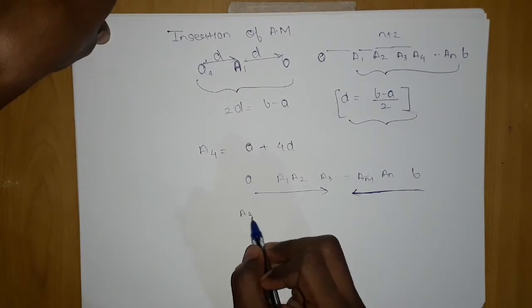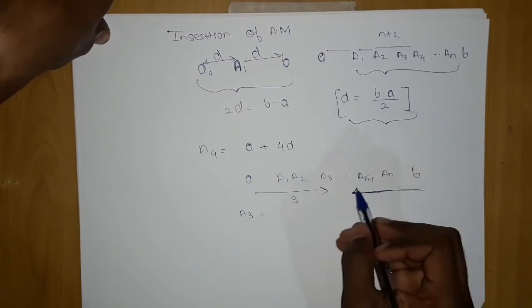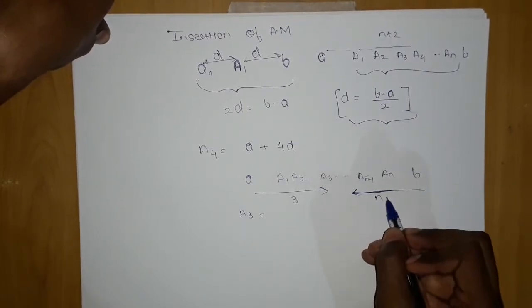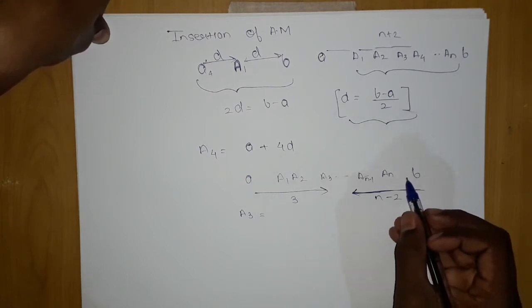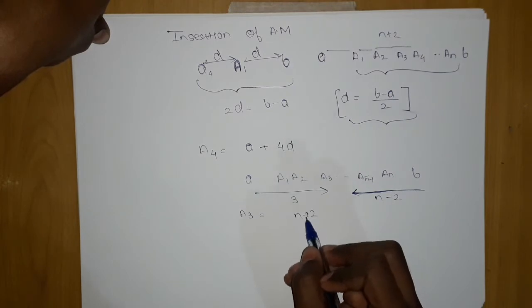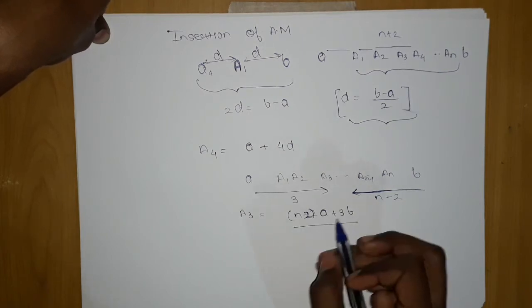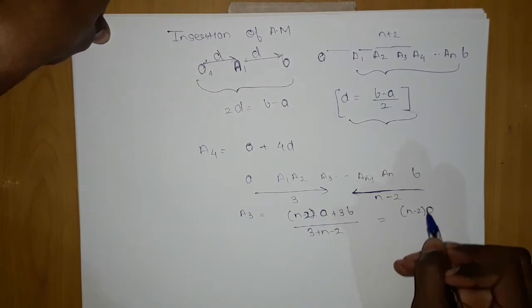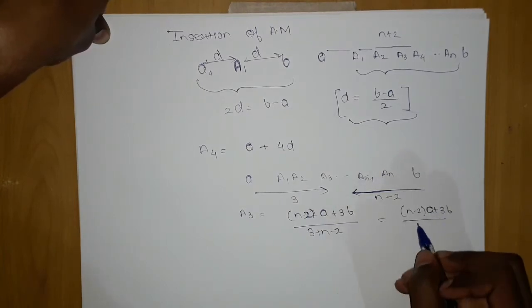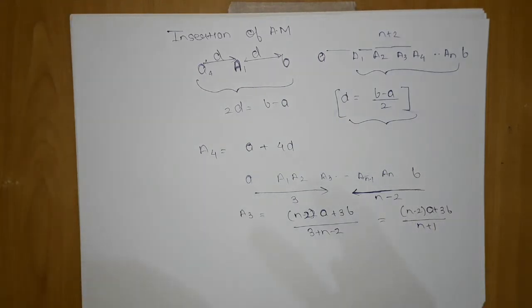If I want A3, I will move 3 from here. This will multiply with b, and here on adding I should get n plus 1. So n minus 2 will be the multiplier. So it will be n minus 2 into a plus 3 into b, upon 3 plus n minus 2, which gives nothing but (n minus 2)a plus 3b upon n plus 1. Okay, so this was the thing. Nothing great. So this is insertion of AM.